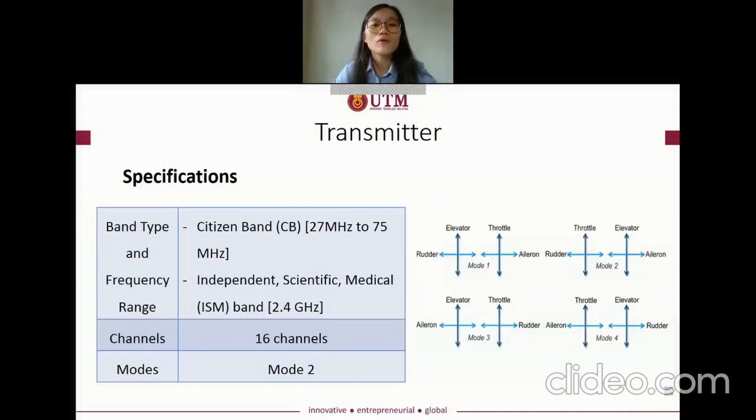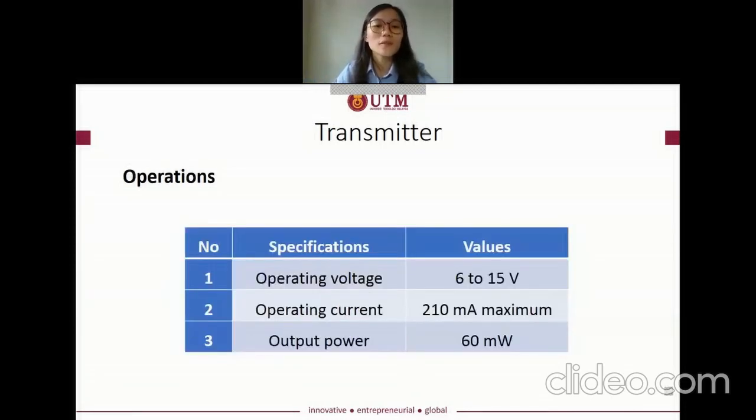Generally, there are 4 modes in the transmitter as shown in the figures. However, most transmitters use modes 1 and 2. In our case, mode 2 is used because it is more commonly used, so that the pilot can get used to the mode easily. The operation specification of the transmitter is shown in the table.